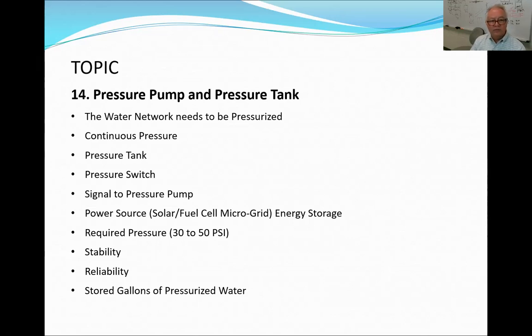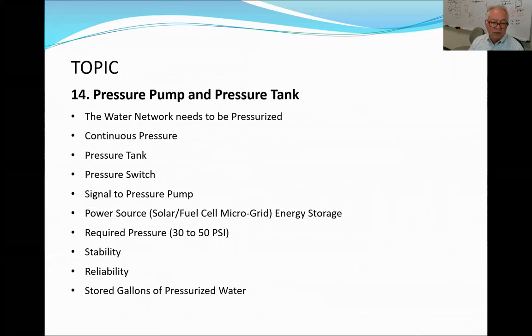Just like the float switch regulates the amount of water in the storage tank or the cistern, we're going to have a pressure switch that's always looking at our distribution network and the pressure that's in that distribution network. And if the pressure drops below a certain set point in our piping, then the pressure switch tells the pressure pump to kick on and raise that pressure back up.